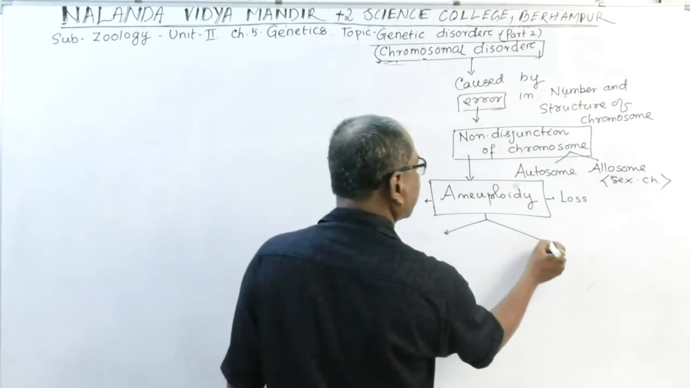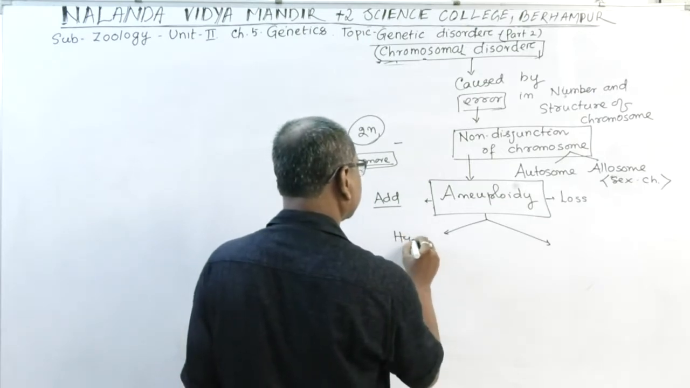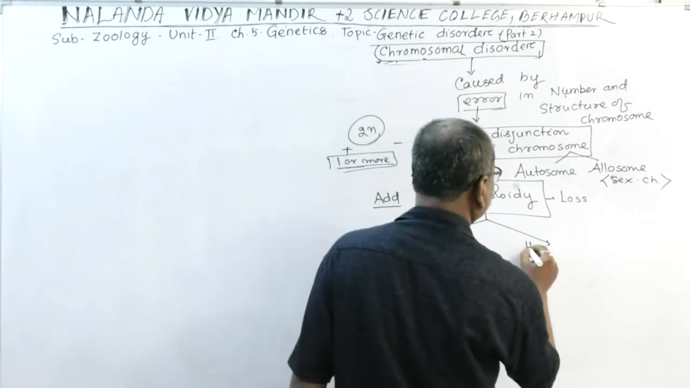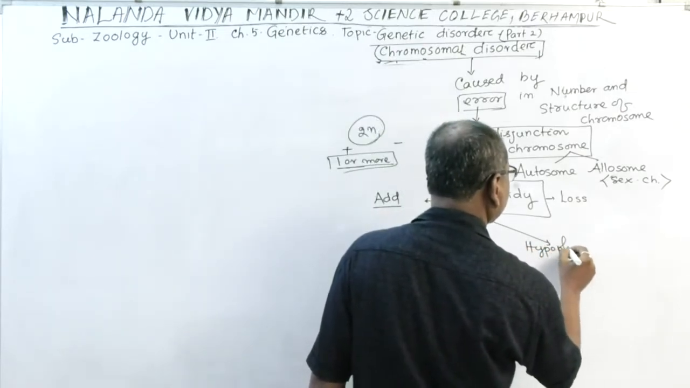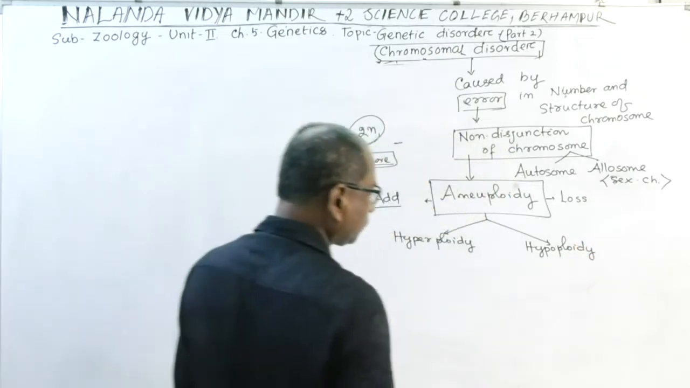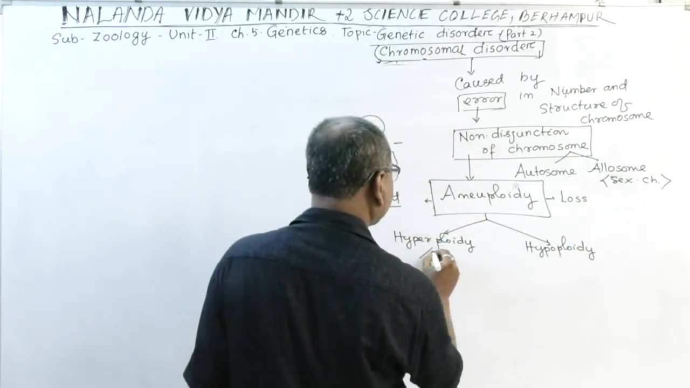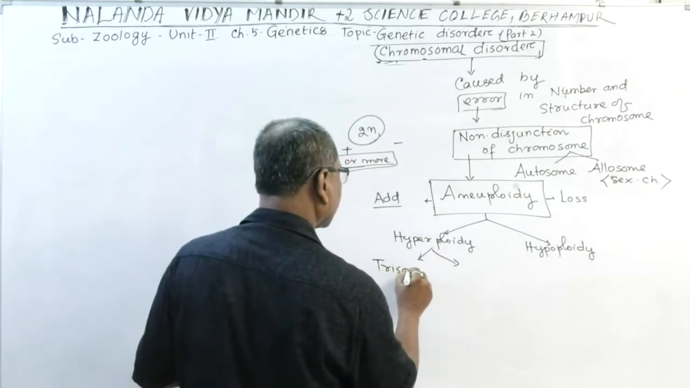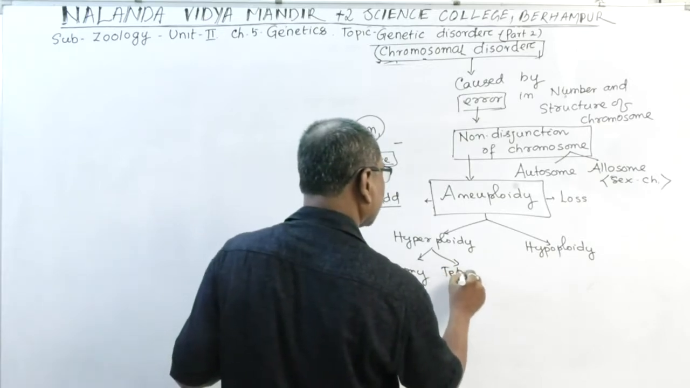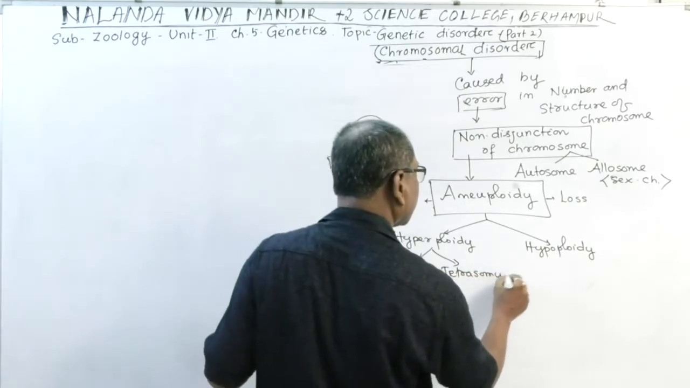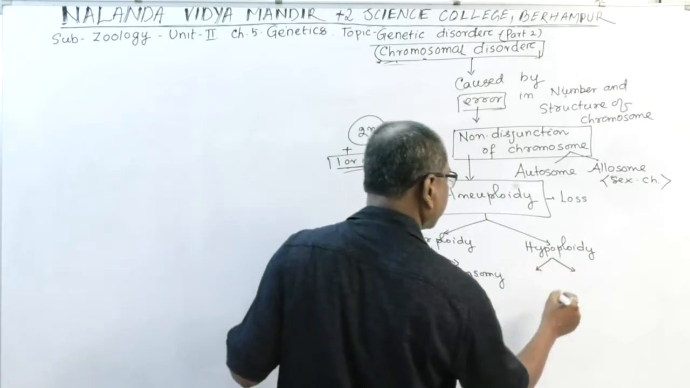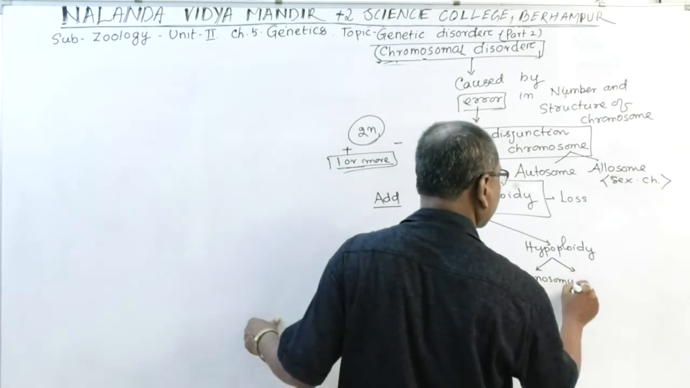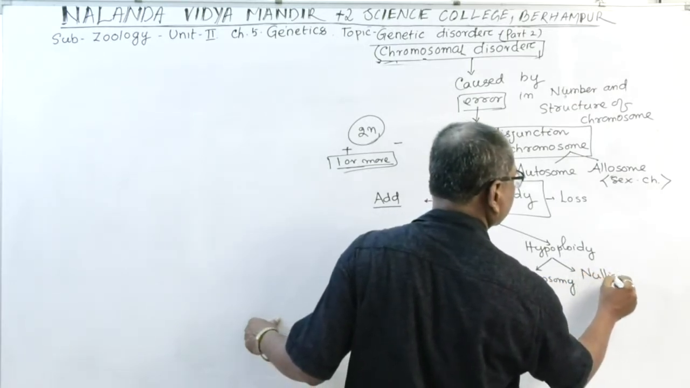Aneuploidy is of two different types. One is hyperploidy, the other one is hypoploidy. Hyperploidy is again of two different types: trisomy and tetrasomy. Hypoploidy is again of two different types: monosomy and nullisomy.